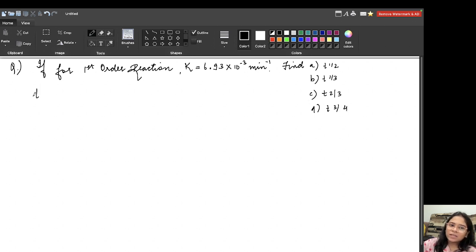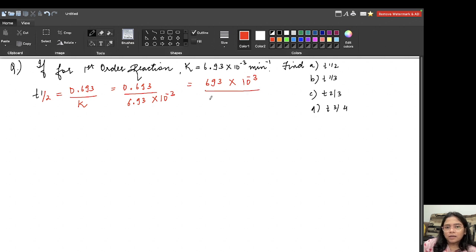See, T half is very easy. T half, we know the formula. T half is equal to 0.693 by K. What is K here? 0.693 divided by 6.93 multiplied by 10 to the power minus 3. I can write this as 693 into 10 to the power minus 3, and I can write this as 693 into 10 to the power minus 2, right? And 10 to the power minus 3 is already present. This and this get cancelled. What is left? 100 plus 5, 10 to the power 2, right?